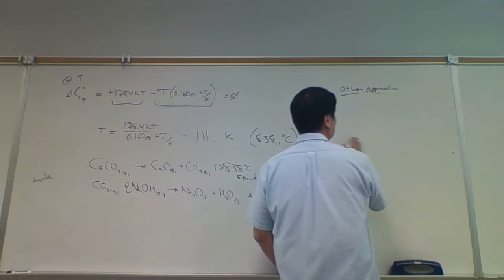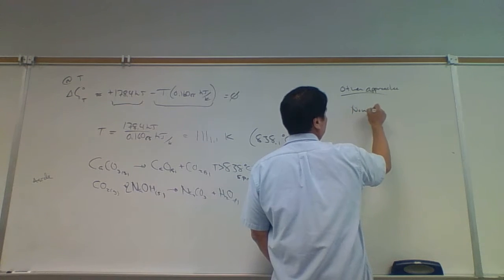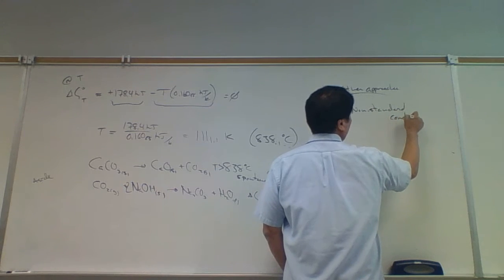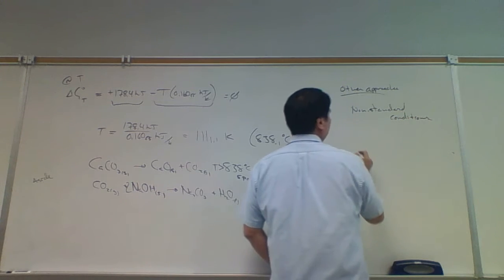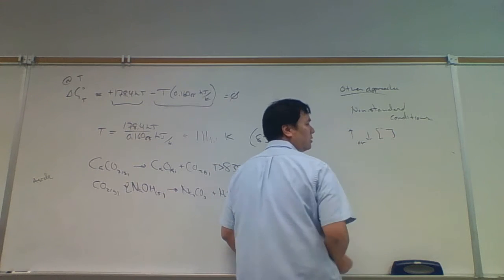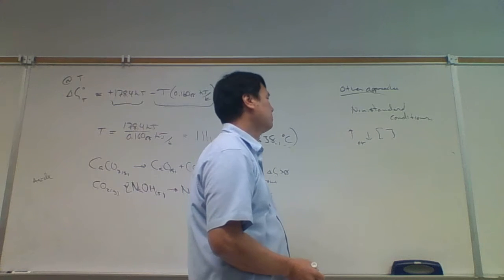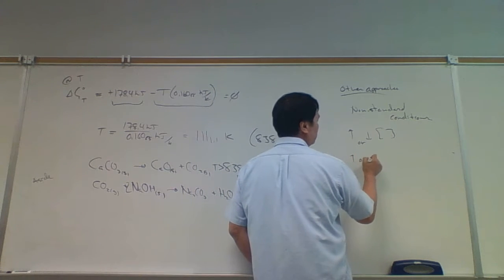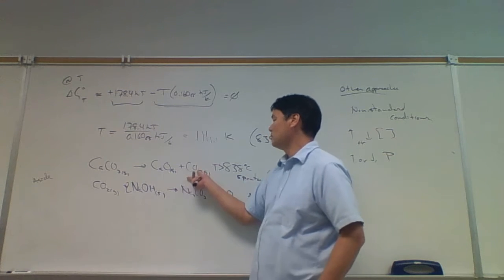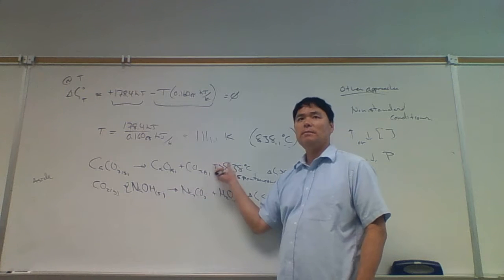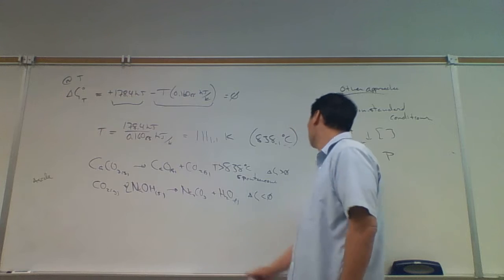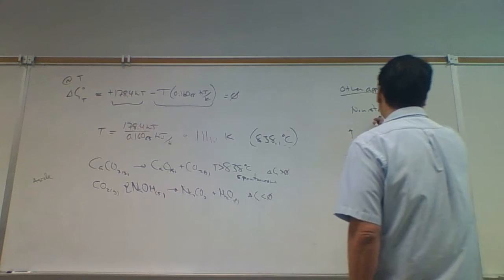The other approaches are to go non-standard conditions. That is, we can increase or decrease the concentration, because standard concentration is 1 molar. Or we can increase or decrease the pressure. So over here, for example, if we decrease the pressure of CO2, that could help us in this reaction. It could make it easier. And so we could try non-standard conditions.